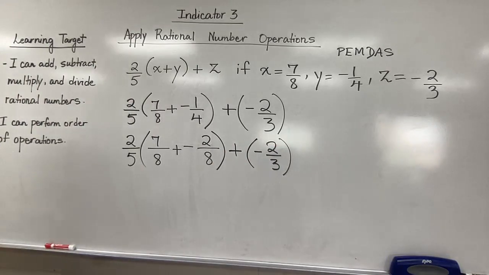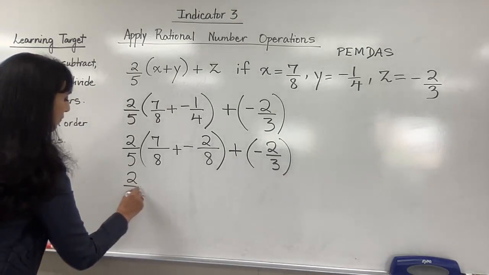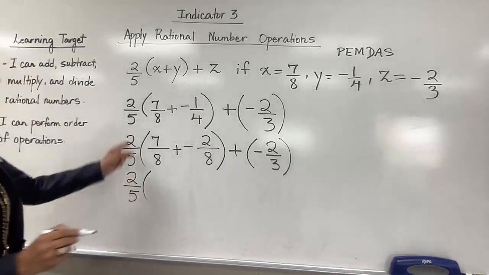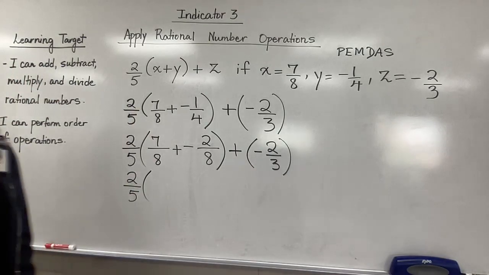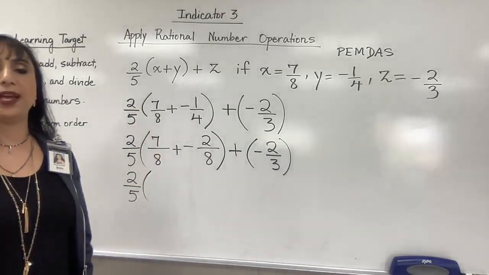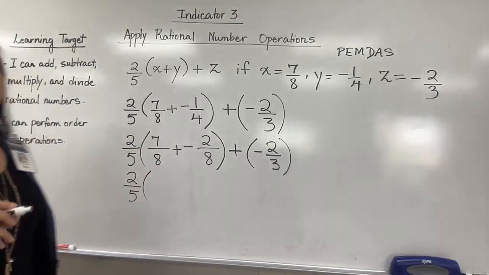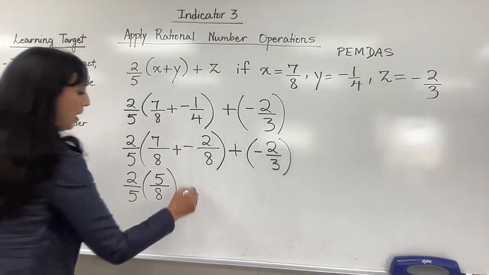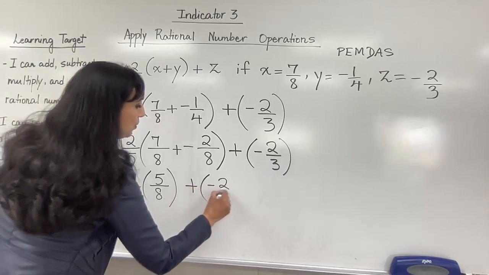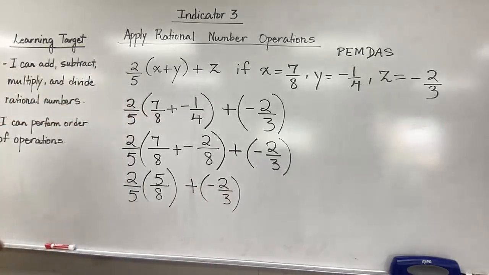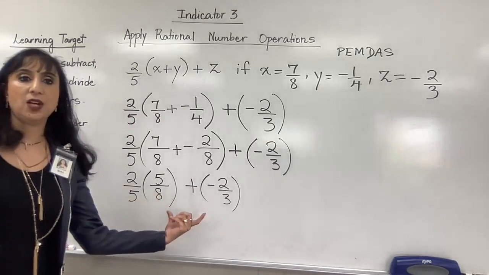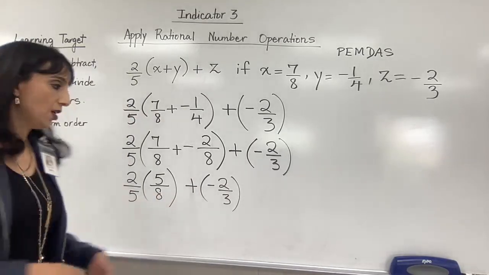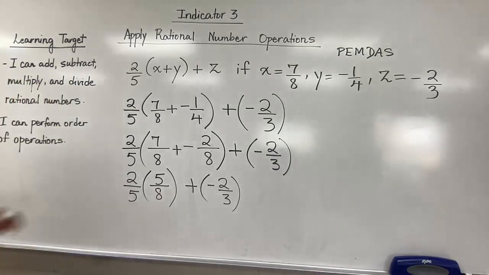Okay. So now I am going to again simplify over here. So I have 2/5, and I know that these are opposite signs. So I have 7 minus 2 actually. All right. So that becomes 5. All right. So this is going to be 5/8 plus negative 2/3. Okay. Now, don't look at the same thing and start adding, because the next step is what? Multiplication. Okay. So I am going to look at this, basically means multiplication.